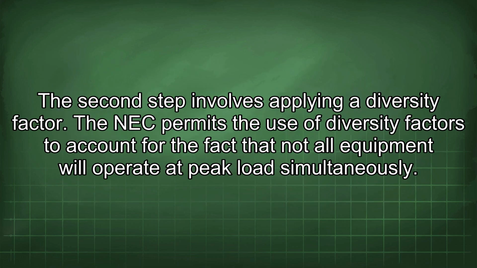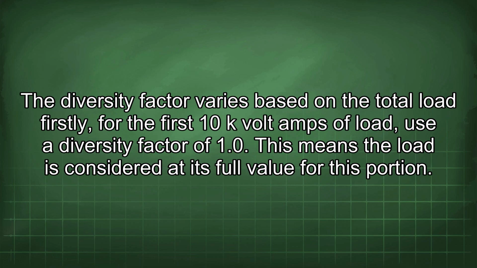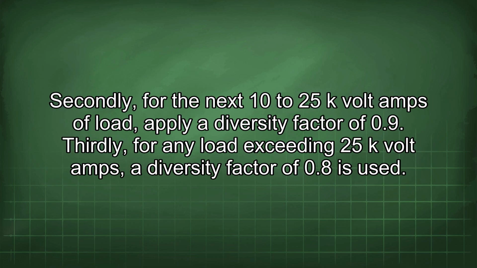The second step involves applying a diversity factor. The NEC permits the use of diversity factors to account for the fact that not all equipment will operate at peak load simultaneously. The diversity factor varies based on the total load. Firstly, for the first 10 kVA of load, use a diversity factor of 1.0. This means the load is considered at its full value for this portion. Secondly, for the next 10 to 25 kVA of load, apply a diversity factor of 0.9. Thirdly, for any load exceeding 25 kVA, a diversity factor of 0.8 is used.